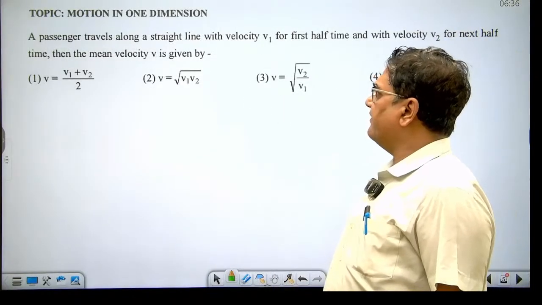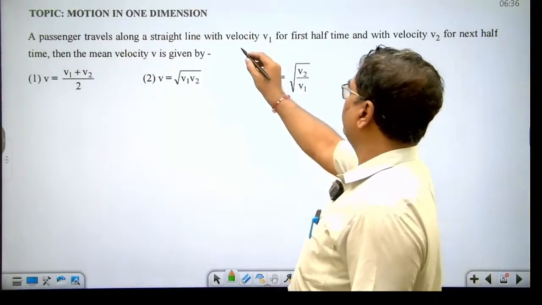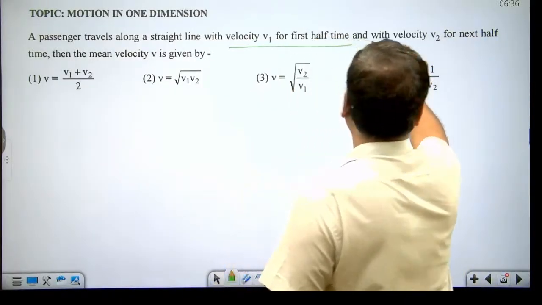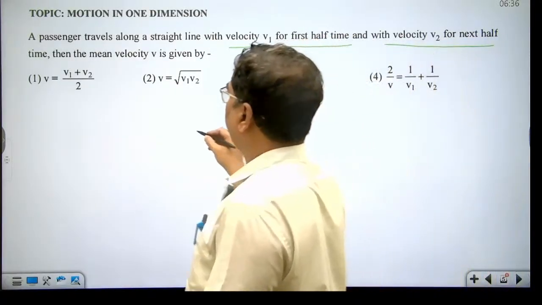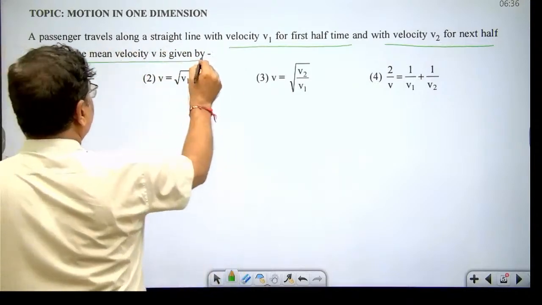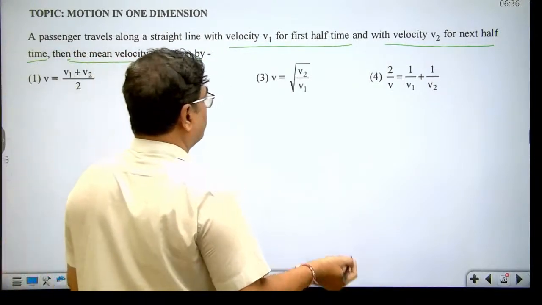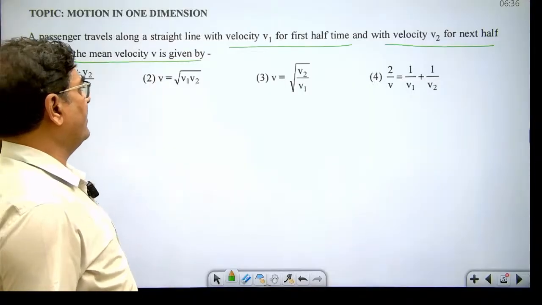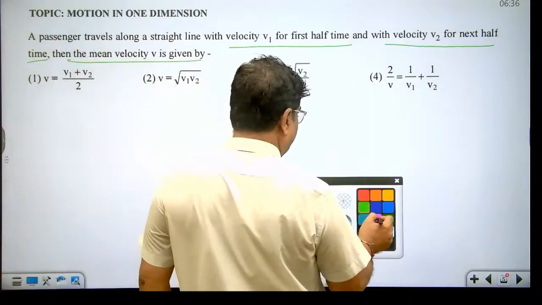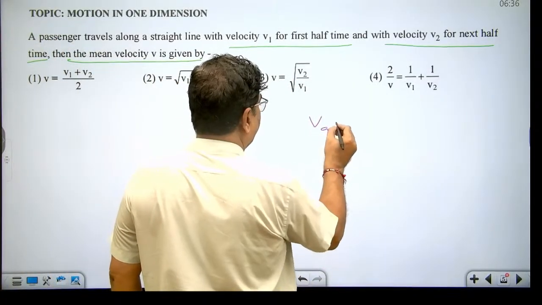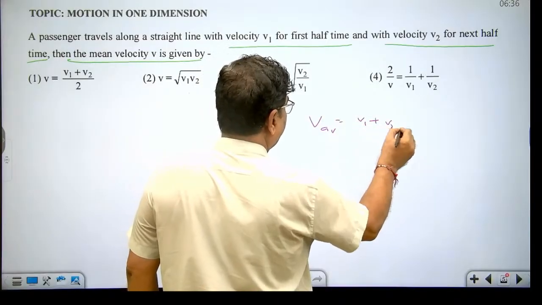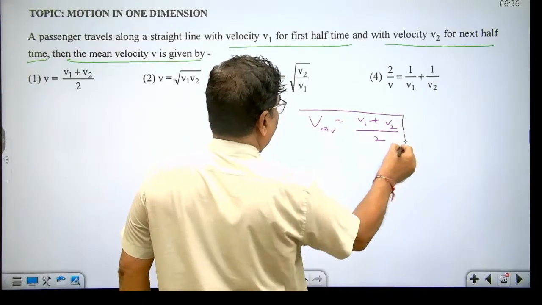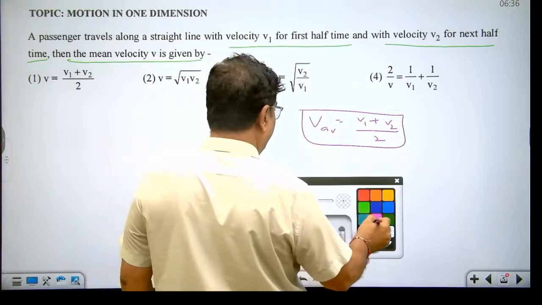A passenger travels along a straight line with velocity v1 for the first half time and with velocity v2 for the next half time. Then what is the mean velocity? Because the passenger is traveling for the same time interval with different velocities, the average velocity is the arithmetic mean. Directly you can write (v1 plus v2) upon 2. If you want to solve the problem, you can solve.